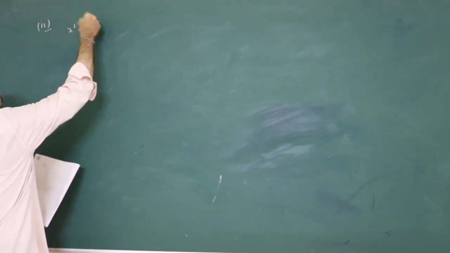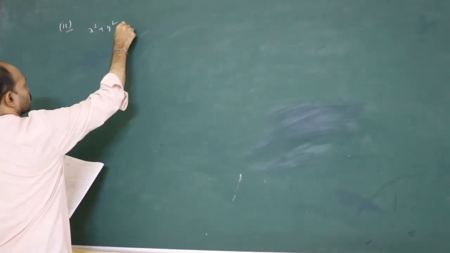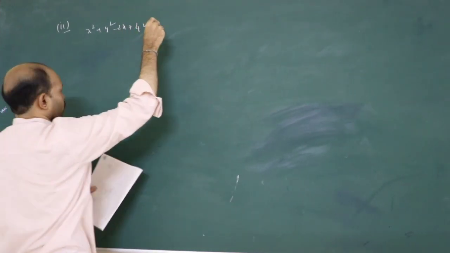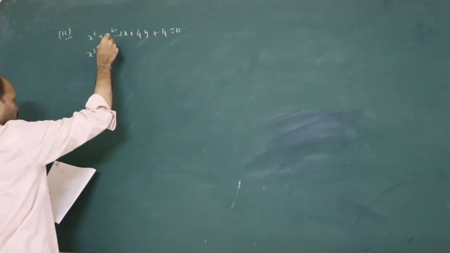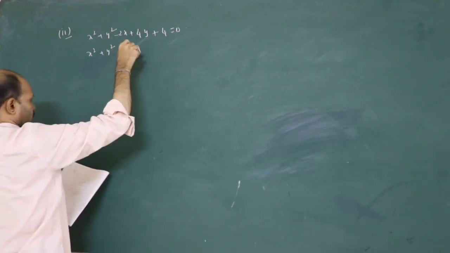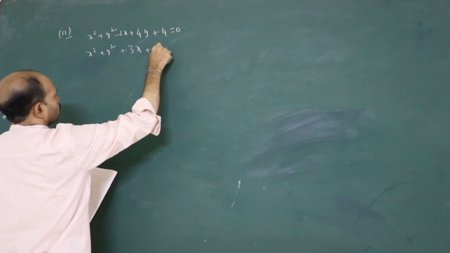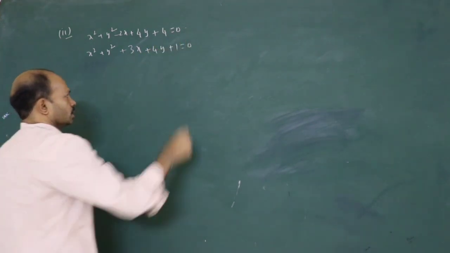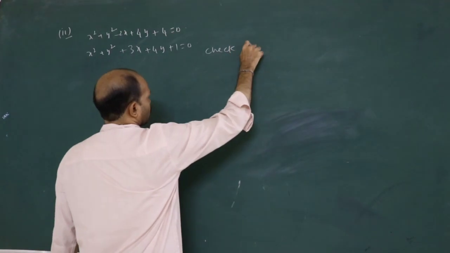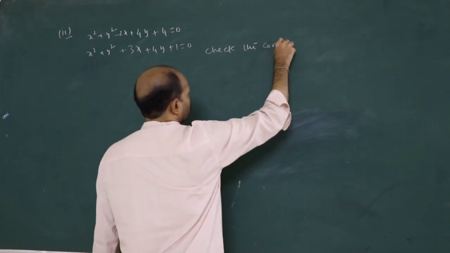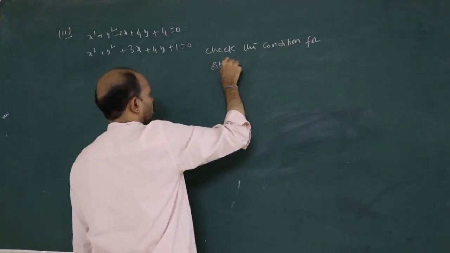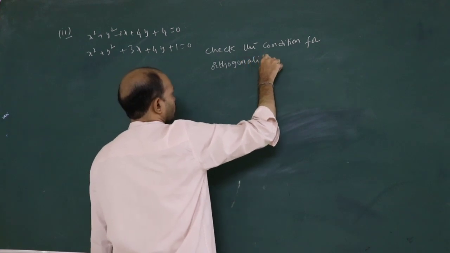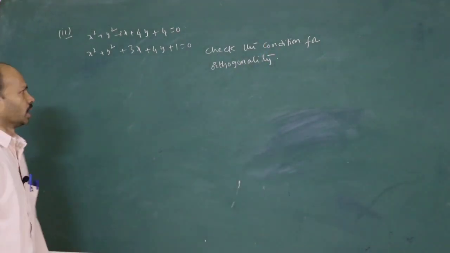As an example, you do this problem. x square plus y square minus 2x plus 4y plus 4 is equal to 0, and x square plus y square plus 3x plus 4y plus 1 is equal to 0. Check the condition for orthogonality.